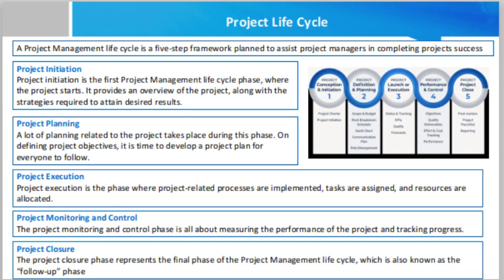Project execution. Project execution is the phase where project related processes are implemented, tasks are assigned, and resources are allocated. The method also involves building deliverables and satisfying customer requirements. Project managers or team leaders accomplish the task through resource allocation and by keeping the team members focused. The team involved will start creating project deliverables and seek to achieve project goals and objectives as outlined in the project plan. This phase determines whether your project will succeed or not.